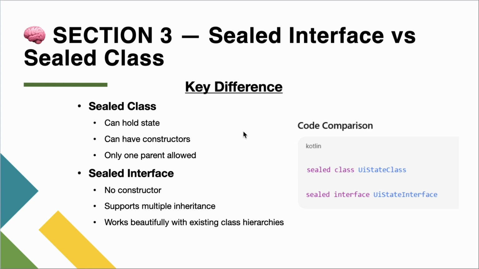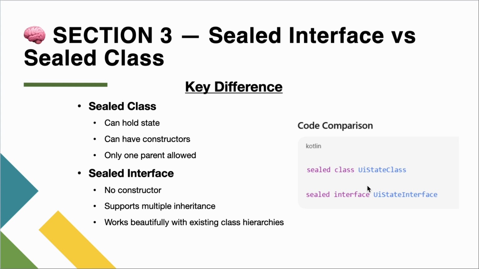Yes, that is true. And that is the reason we are using sealed interface. And it works beautifully with existing class hierarchies. All right. So this is a code comparison, guys. This is how the difference, you can figure it out if it is an interface or a sealed class. All right. So if you need behavior plus state, then you go ahead with sealed class. But if you need flexibility plus contracts, then you go ahead with sealed interface.